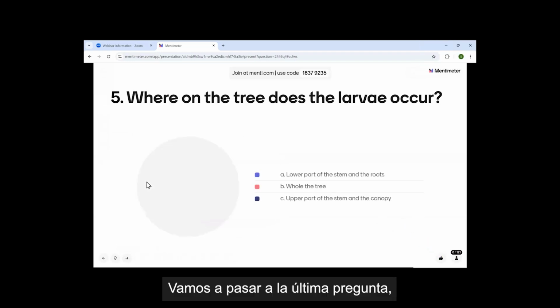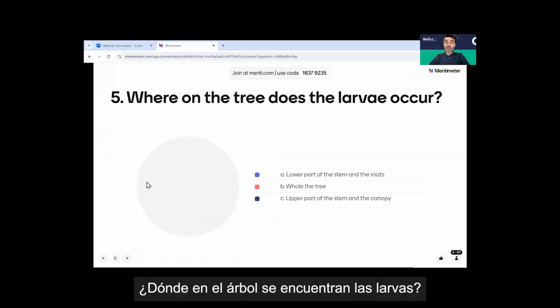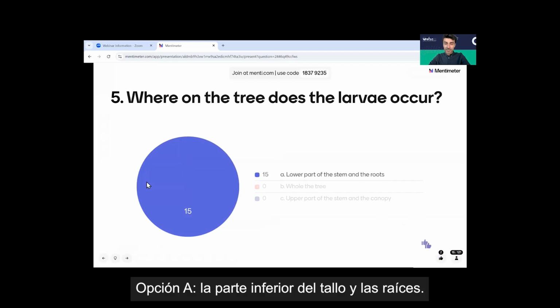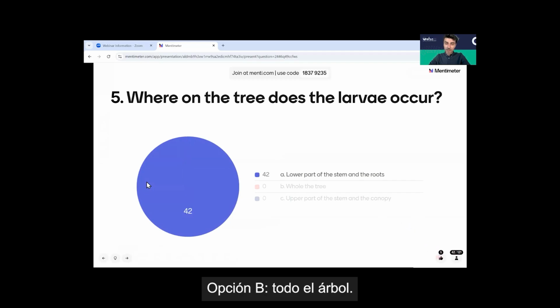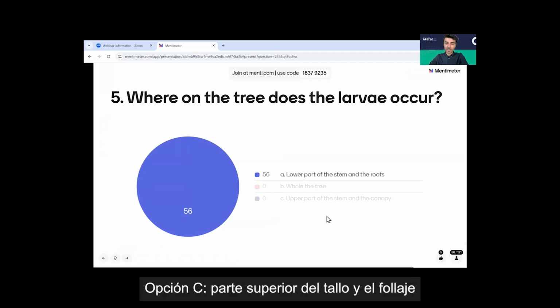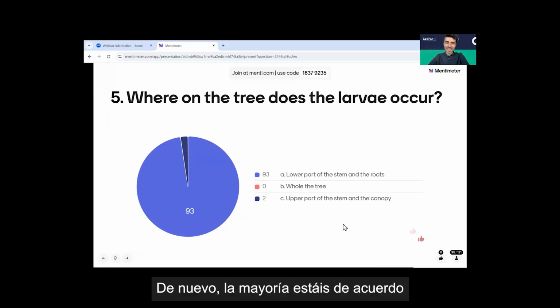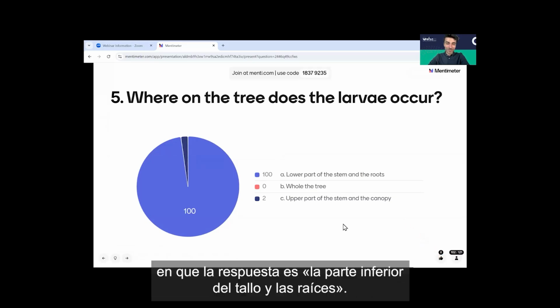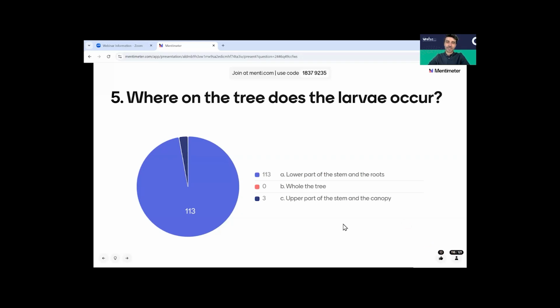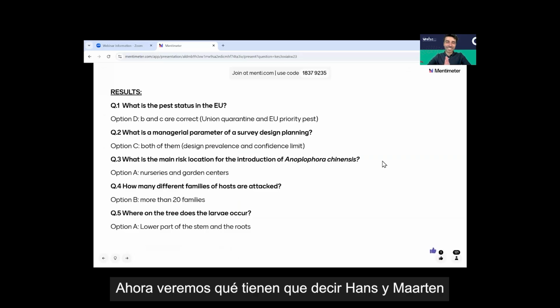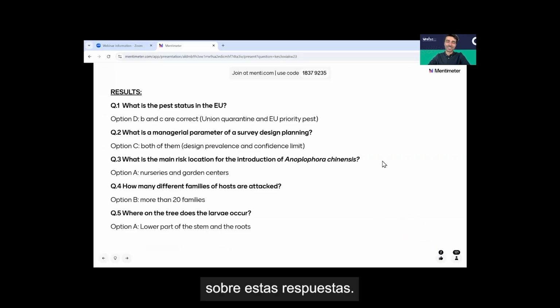So let's move on to the last question, the fifth question. Where on the tree does the larvae occur? Option A, lower part of the stem and the roots. Option B, whole tree. Option C, upper part of the stem and canopy. Again, almost all of you agree on answer A, lower part of the stem and roots. Thank you all for participating in this quiz. We'll see now what Hans and Martin have to say about these answers.